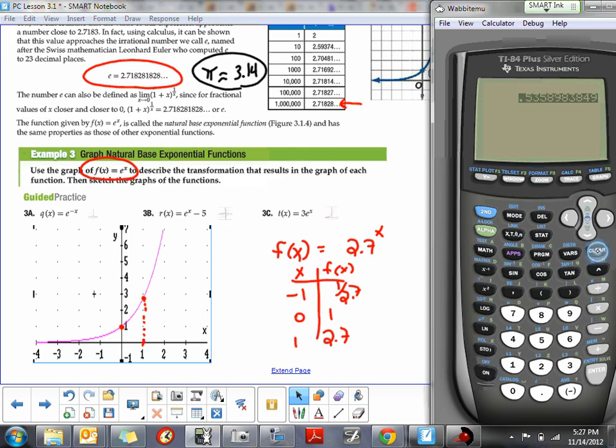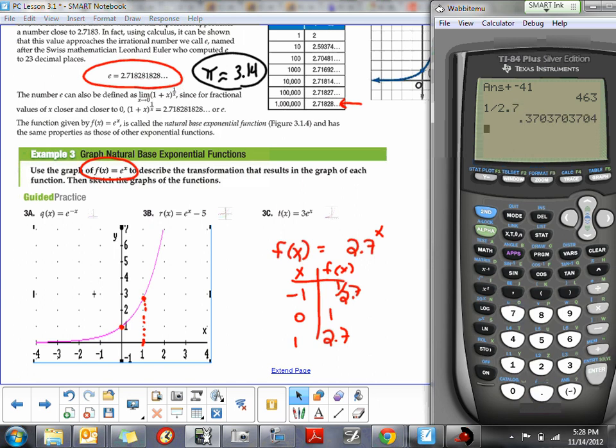Let's clear that. Okay, we have a slight malfunction of that, which is not very much fun for me right now. So let's take 1 divided by 2.7, enter.